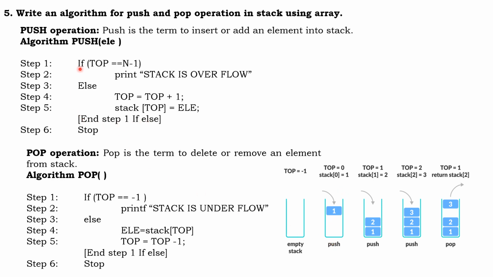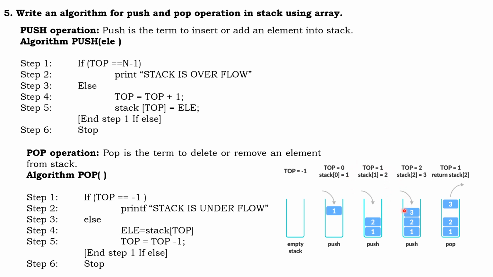Then suppose you want to insert the next element, it is going to check whether it reaches the given size. No. Then control will come to the else part. In the else, first increment the top pointer. See, earlier it was 0, now it is 1. And insert the new element 2 in the stack at position 1.